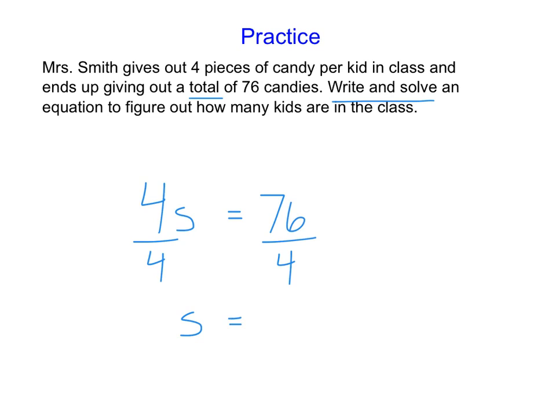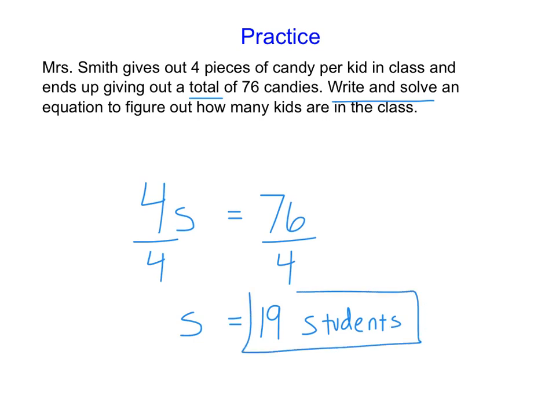So here we have a one-step multiplication, meaning we need to divide to get our number of students, S, your variable, you can use x, whatever, alone. 76 divided by 4 would be 19. So there's 19 students in class. So setting that up and solving could get you that answer. Making sure for story problems, of course, you're labeling your answers. So in this case, students.